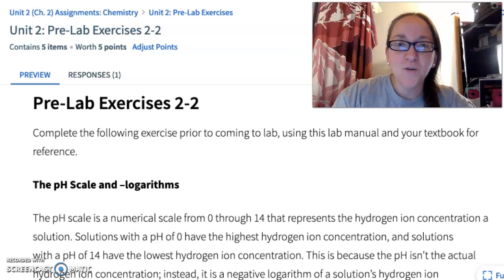I'm here today to walk through one of your lab book exercises. This is in Unit 2 on chemistry. This is the PreLab 2-2. So this exercise is talking about pH.